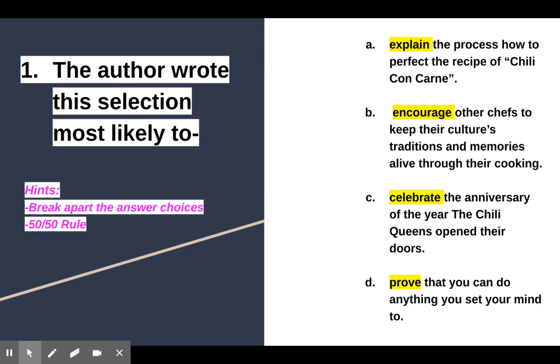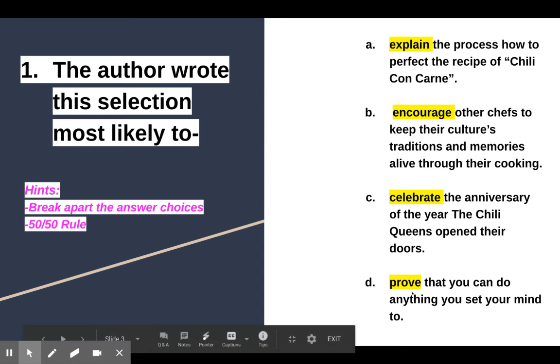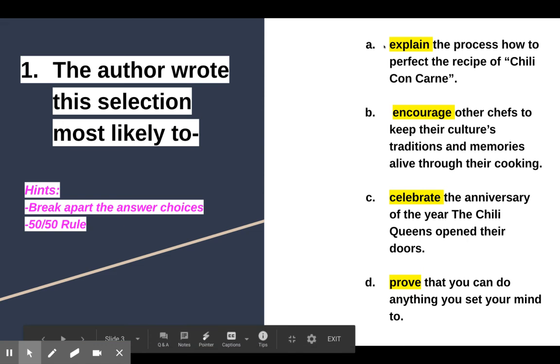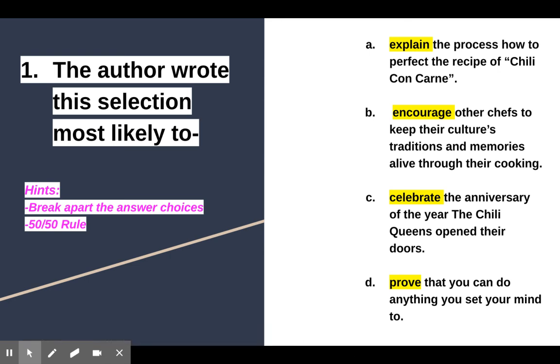Now, when looking at author's purpose questions, I always tell my students a best practice is to highlight the verbs that are in the answer choices. And as you highlight, make sure you understand what each word means. The words that I highlighted are explain, encourage, celebrate, improve. Now, if you see a word you don't know what it means, you would grab a dictionary or look it up. And you would write that definition next to the word just to make sure you understand what the verb means.